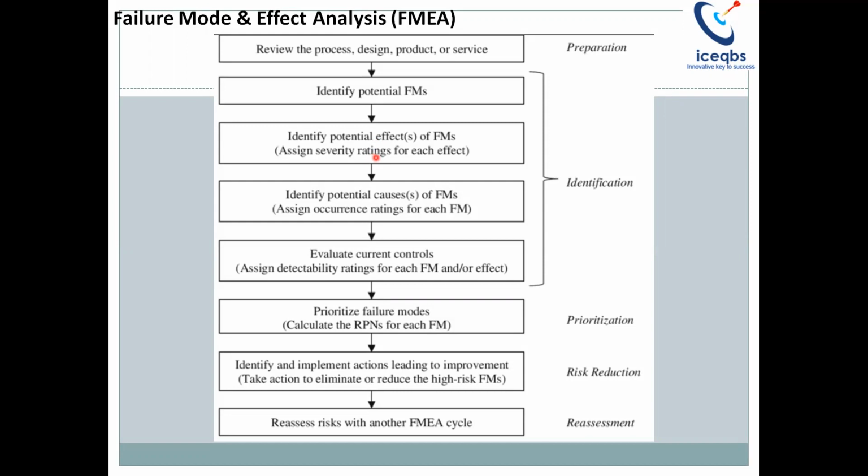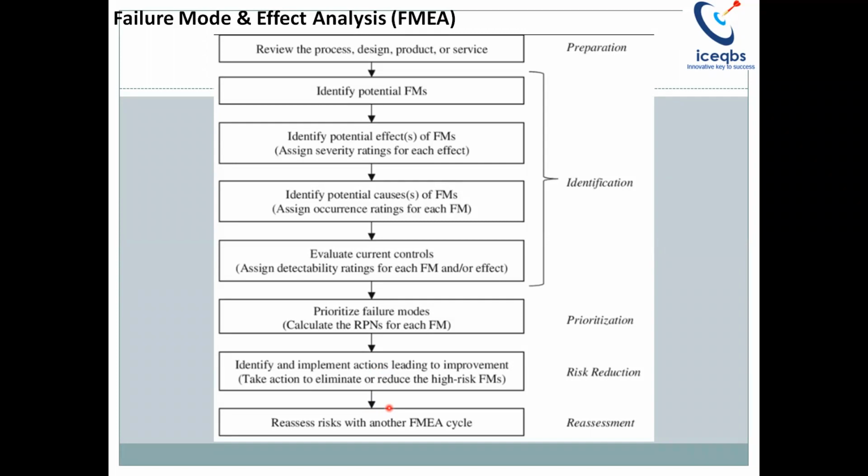Then you identify the potential causes that may lead to the particular failure mode. Then you assign the occurrence rating for each failure mode. Then you evaluate the current controls and assign the detectability rating for each failure mode. Then prioritize the failure modes based on the RPN, risk priority number. Then identify and implement the actions leading to improvement, and reassess the risk with another FMEA cycle. Then based on that, you can decide on working on some other risk. So like that it is going to be continuous.